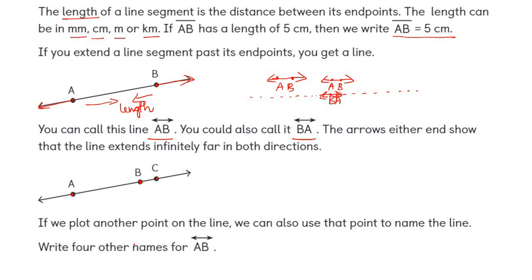Write 4 other names for line AB. Okay, children, you have to name 4 other names for line AB. Line AB, line CA, line BA, line AC. In this way, you have to name 4 other names for line AB.